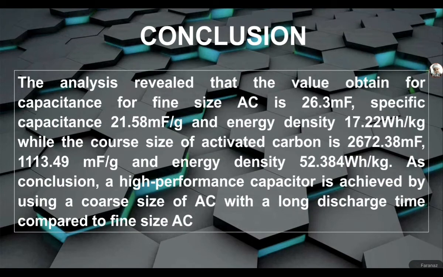Conclusions. The analysis revealed that the value obtained for the capacitance for fine size activated carbon is 26.3 millifarad. Specific capacitance 21.58 millifarad per gram and energy density 17.22 watt hour per kilogram, while the coarse size of activated carbon is 2672.38 millifarad. The specific capacitance 1113.49 millifarad per gram and energy density 52.38 watt hour per kilogram.